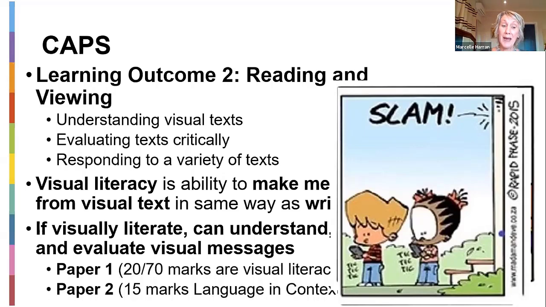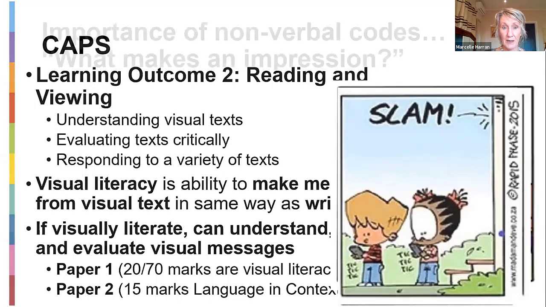Right, so in paper 1 for the FETs, you're going to have 20 marks out of 70 on visual literacy in your exam. And for the SPs, there are 15 marks, which is language in context in paper 2, where there will be some visual element in terms of analyzing an advertisement or a cartoon or a picture.